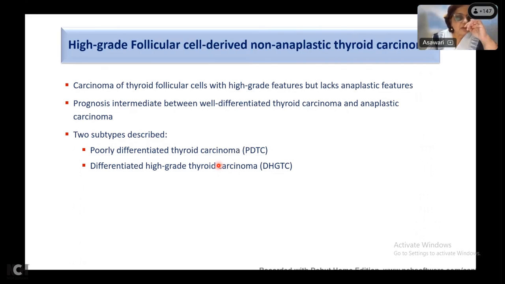But we have mitosis and necrosis. Are we going to say that it is not poorly differentiated? Definitely it is associated with poorer prognosis, right?